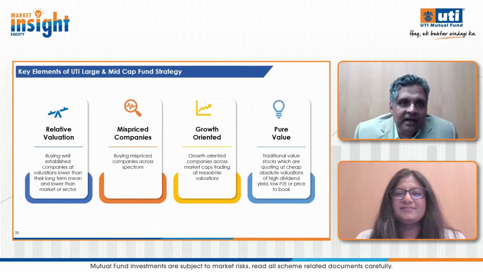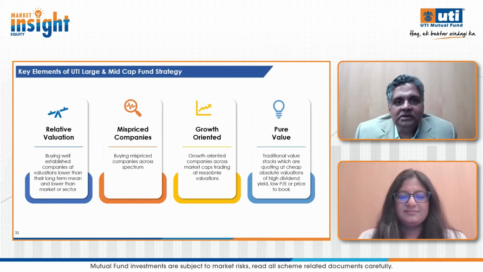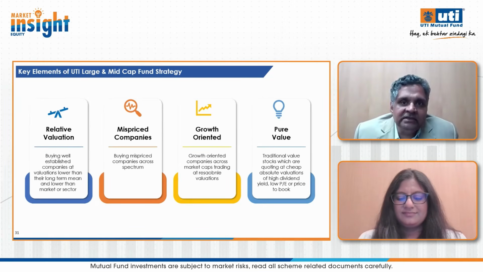The first is relative valuation, where we look at well-established companies available at valuations lower than their long-term averages. The second is mispriced companies across the spectrum of large, mid, and small caps, where the market is probably not recognizing the sharp improvement in the ROCE and they are available at very cheap valuations. Wherever possible, if valuations permit, we do look at growth, but valuation is a very important criterion for us. So we don't buy growth at any price.